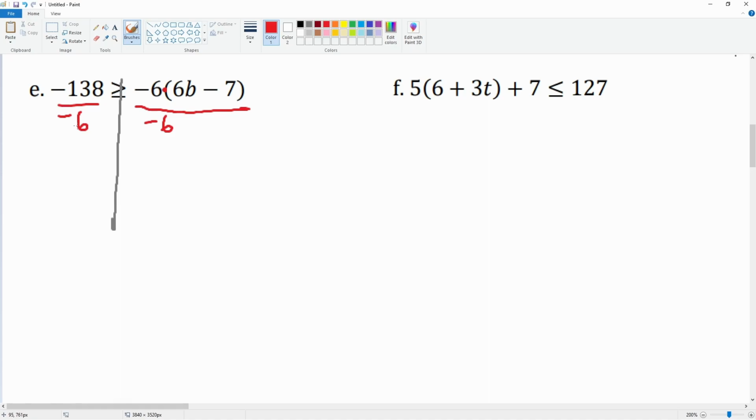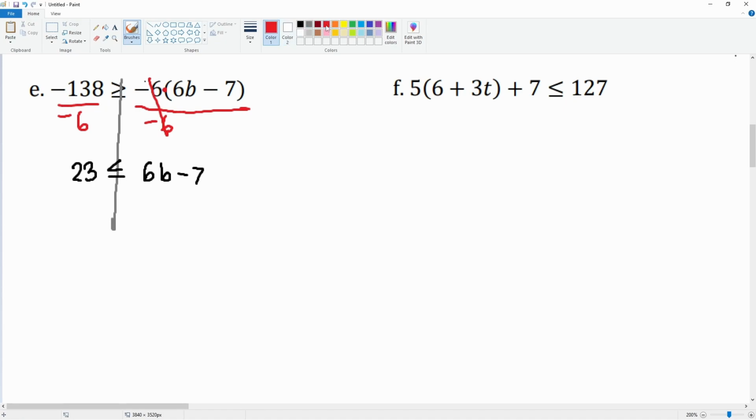All right, so once we do -138 divided by -6, you should get a +23 here. Okay, so this cancels because it makes the number 1, leaving you with just what's left inside the parentheses, which is just 6b minus 7. Okay, notice you divide by a negative number here, so this inequality does flip.